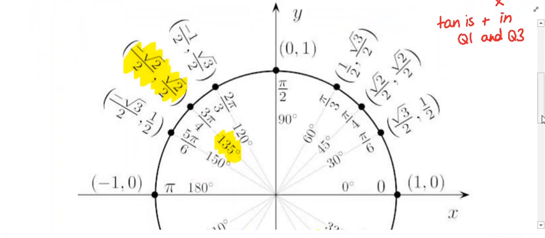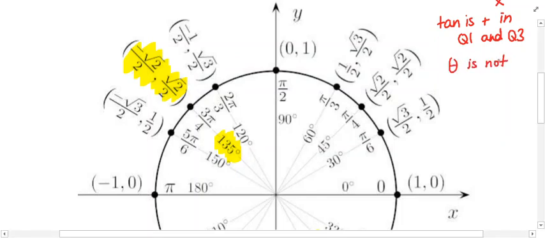So what does that mean? That doesn't mean there's no solution. It just means the angle is not emphasized on the unit circle. So we're going to say theta here is not emphasized on the unit circle. It's not one of these called out angles.